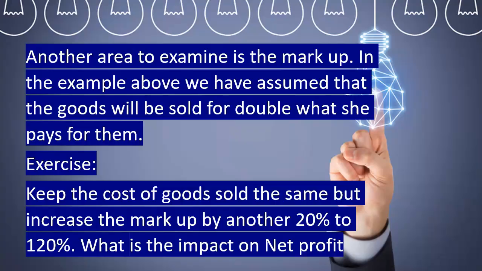In the example we looked at before, we have assumed that the goods will be sold for double what she pays for them. So here's another exercise for you. Keep the cost of goods the same, but increase the markup by another 20% to 120%. What is the impact on net profit? Okay, again, you might want to pause the video, but I'm going to go ahead and give you the answer.